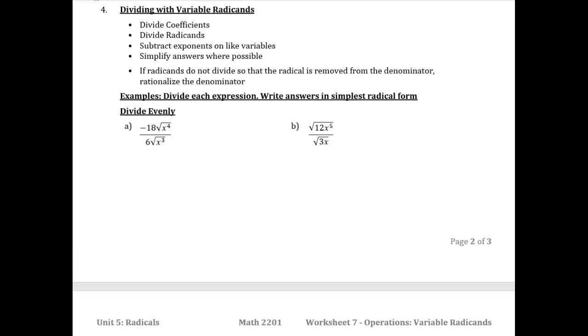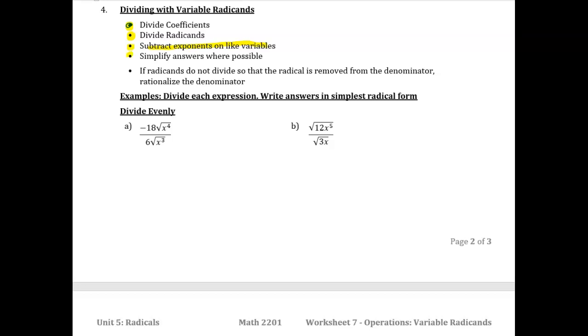So the second part to handout 7 here, dividing with variable radicands. Alright, so just some steps or things to keep in mind. We always divide the coefficients, so you've seen that before. We've done regular division. Divide the radicands, done that. The only new part is right here. Subtract exponents, unlike variables. And then simplify.